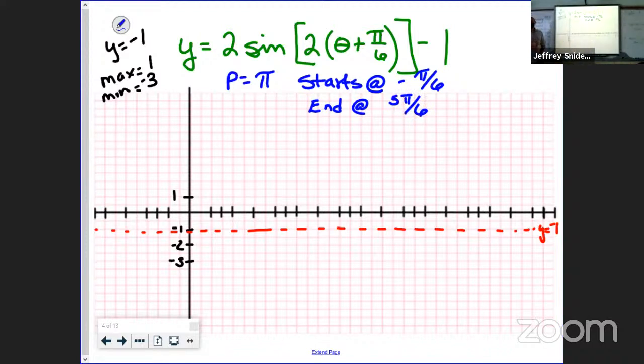Now I have to know where those are on this. Okay, now I have to know where they are. So -pi/6 is going to be this very first little tick right here to the left. So this is -pi/6. Where's 5pi/6 at? Like, how would I go about locating it?